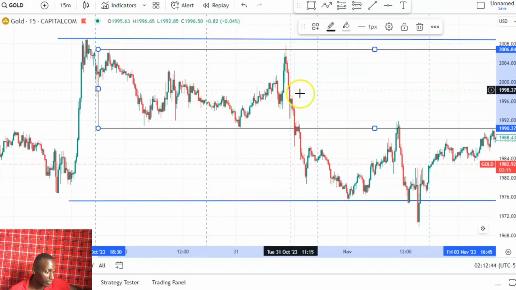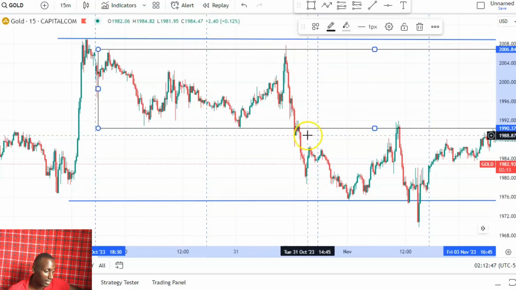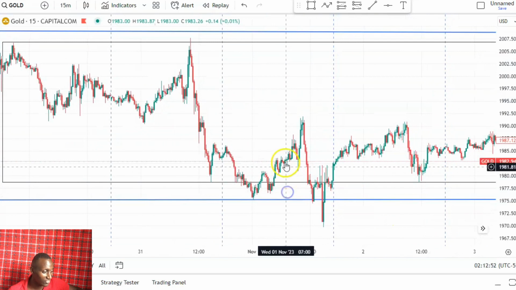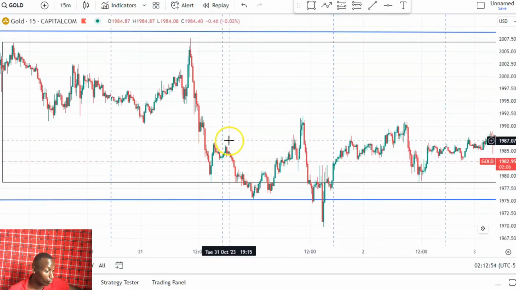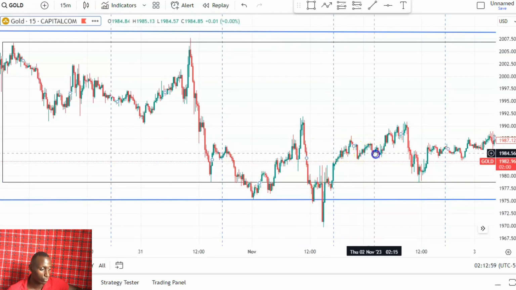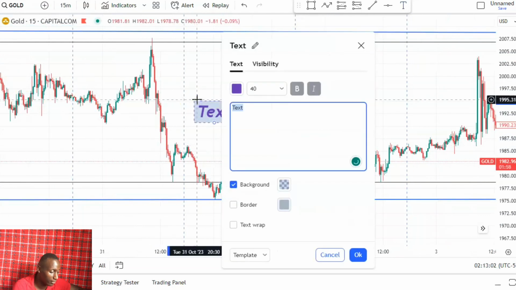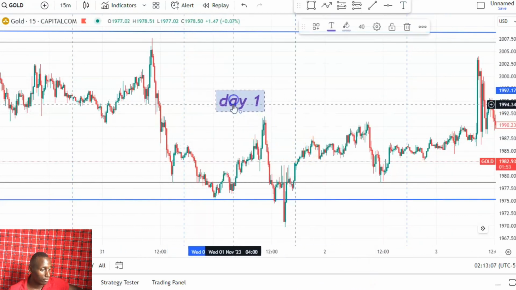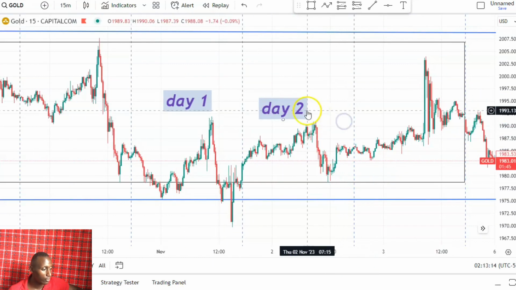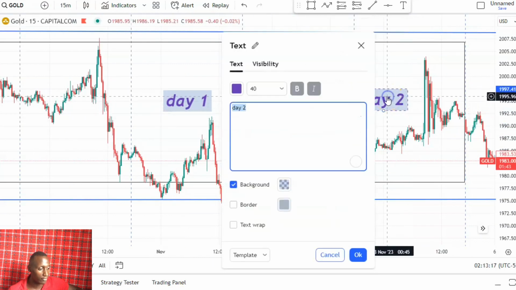If you look at what happened, Tuesday pinned that high but closed outside of the range, so nothing interesting. But on Wednesday, price breaks out and closes back inside as a failed breakout. So this becomes my day 1 of the failed breakout. Then on Thursday we have day 2, and on Friday we have day 3. So 3 days of rise.